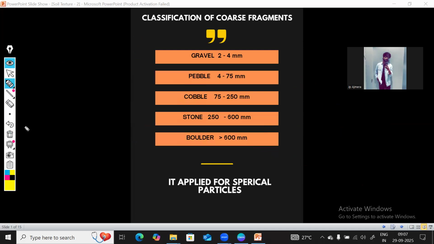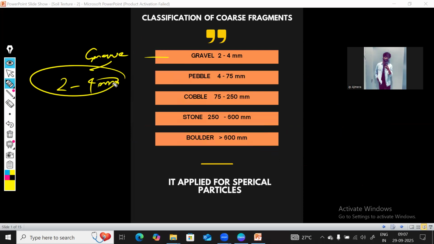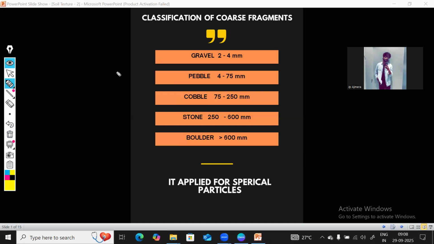All right, we'll go with the first, gravel. What is the size of gravel? Gravel size is 2 to 4 mm. Sorry, I slip every time I get to the numbers, but this is the best way to learn, to catch these mistakes. So first is gravel, with a size of 2 to 4 mm.